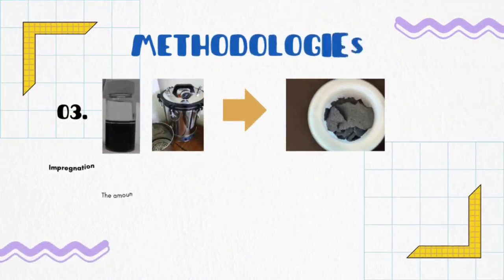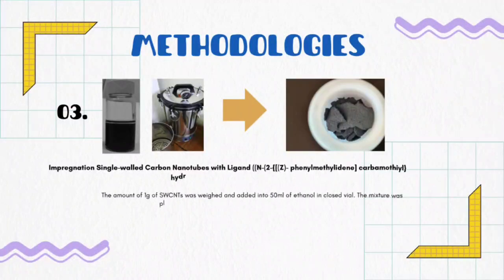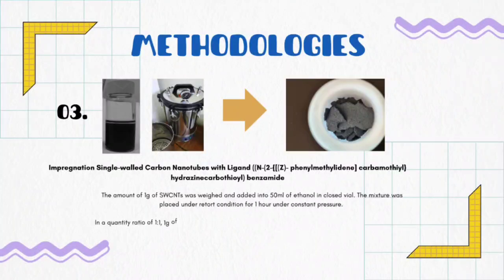Then, the next step is the impregnation of single-wall carbon nanotubes with ligand. The amount of 1 gram of single-wall carbon nanotubes is weighed and added into 50 ml of ethanol in a closed vial. The mixture is placed under retort condition for 1 hour under constant pressure.